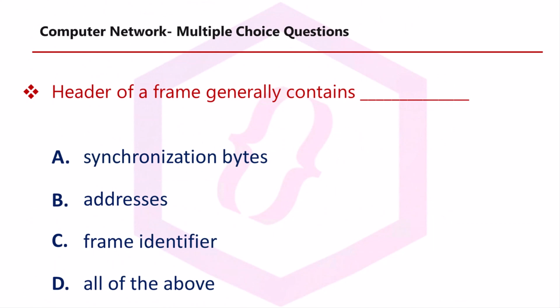Header of a frame generally contains A, synchronization byte. B, addresses. C, frame identifier. D, all of the above. And the correct answer is option D, all of the above.